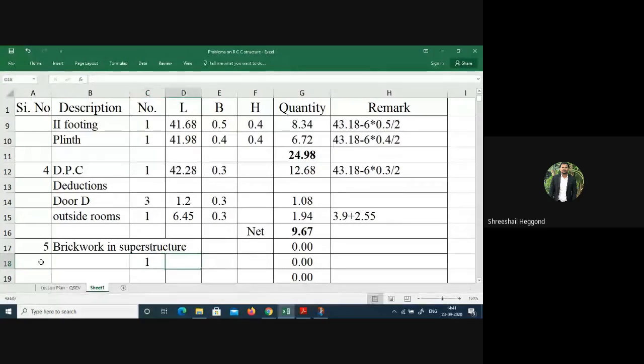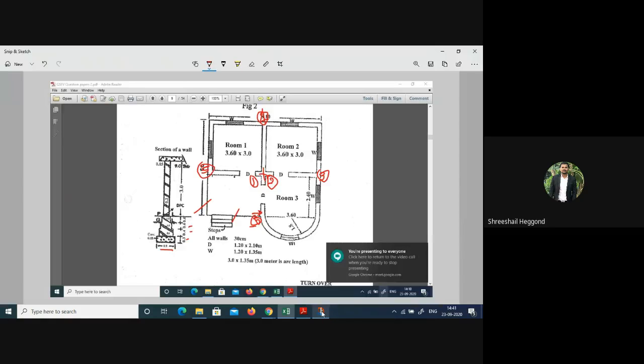Number will be 1. Length you have to calculate by deducting: 43.18 minus the outside rooms. For the veranda there are no walls, therefore you need to deduct that center to center line length also. Therefore it will be 3.9 minus 2.55. Those walls you have to deduct in this one. Remaining walls you have to consider. If you are excluding these two walls, then the number of T junctions is being the deductions.